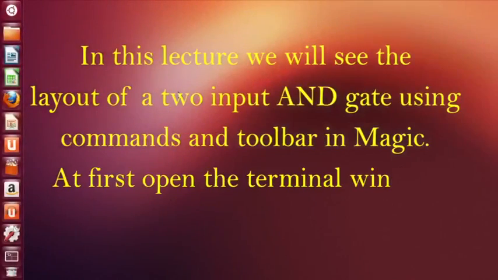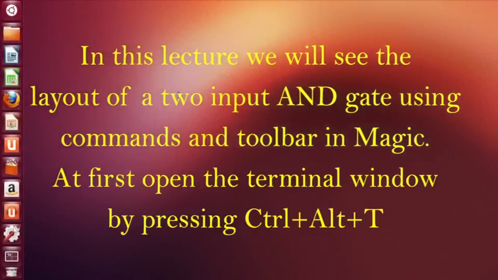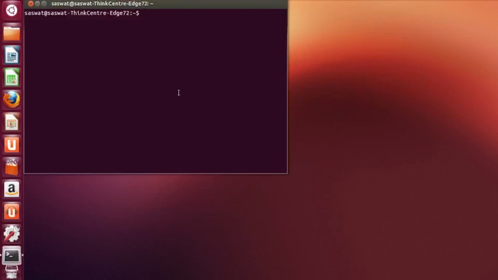In this lecture, we will learn to draw the layout of a two-input AND gate using MAGIC. So at first, open the terminal window by pressing Ctrl, Alt and T. So this is the terminal window. In order to open MAGIC, type MAGIC and then press Enter.